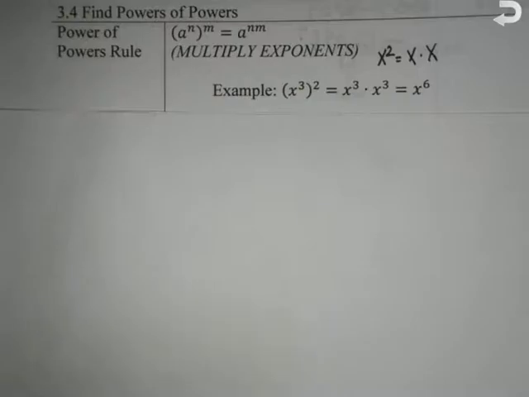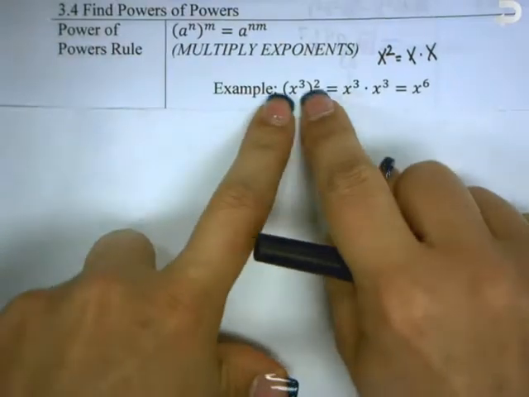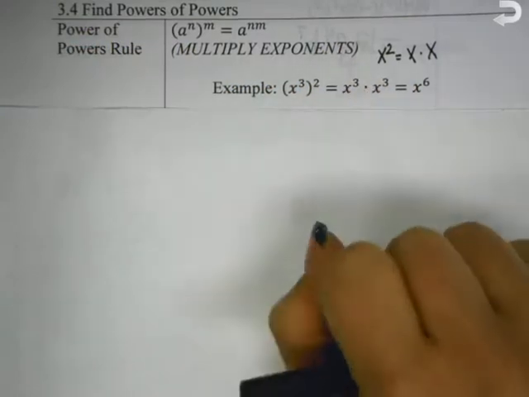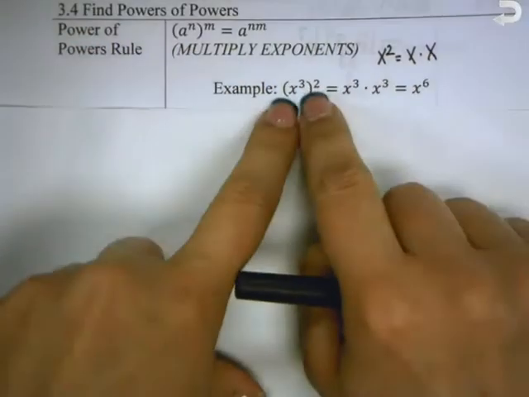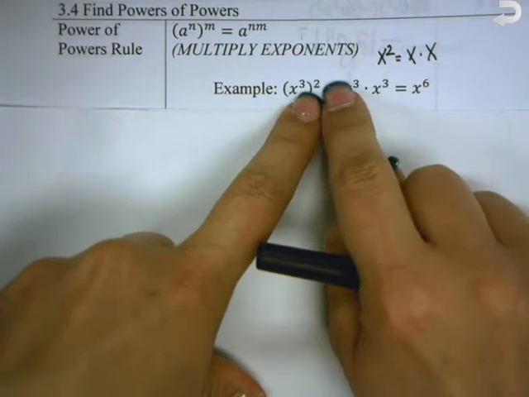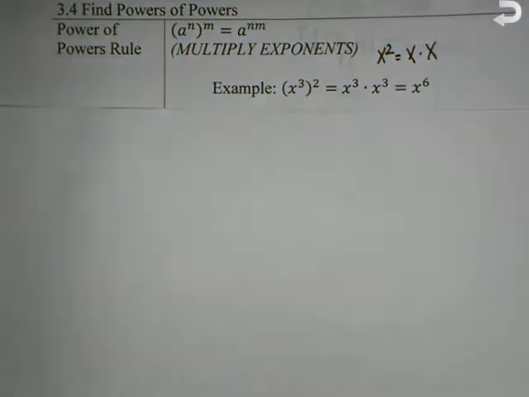We can only do this if everything inside of the parentheses is being multiplied. And I'll show you guys what we mean later on. But if there's any addition or subtraction going on inside the parentheses, you cannot multiply the exponents together. Okay? We'll work with that a little bit later.